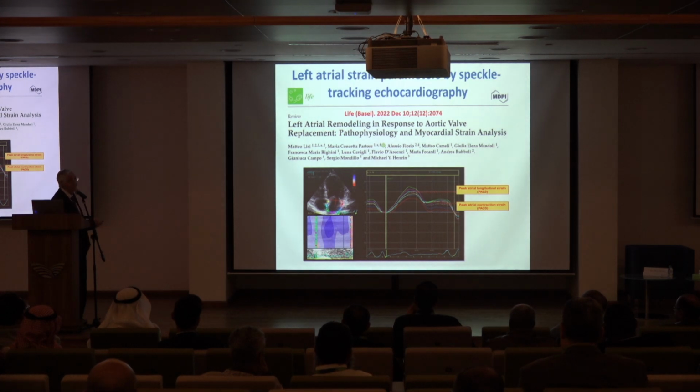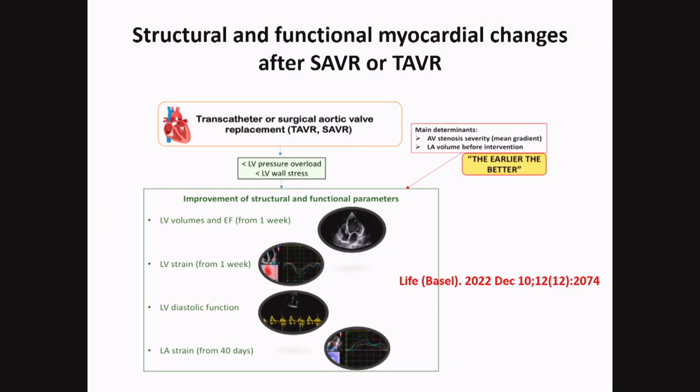We heard an elegant presentation from Dr. Ala about the left atrial strain in such cases, and this is an important message here: after SAVR or TAVR, when we assess the patients, we actually get very fruitful measurements quite early. The left ventricular volume and ejection fraction start to improve after 1 week, believe it or not. The left ventricular strain also improves within 1 week.